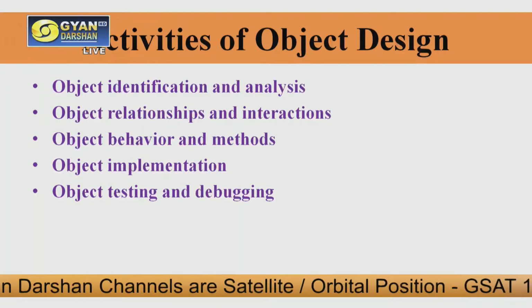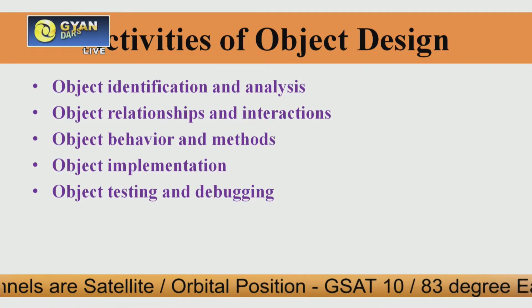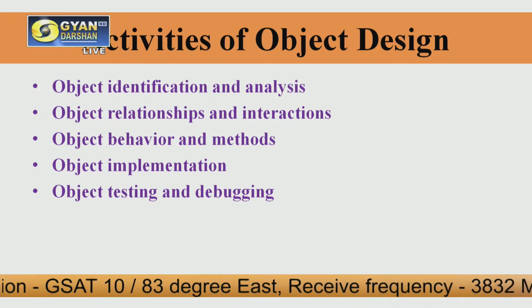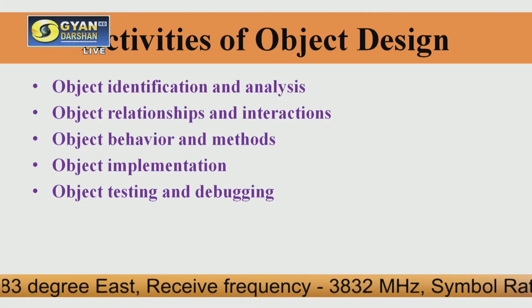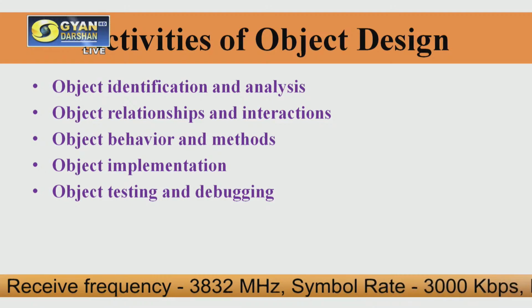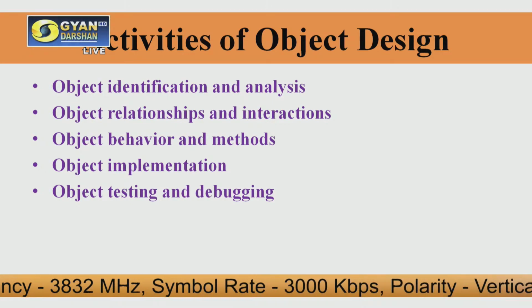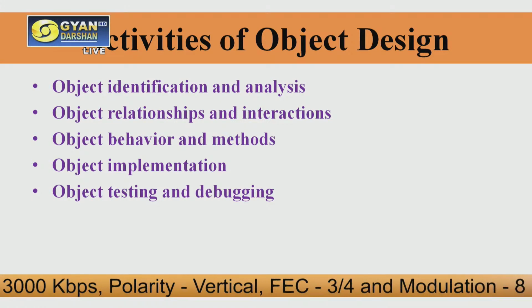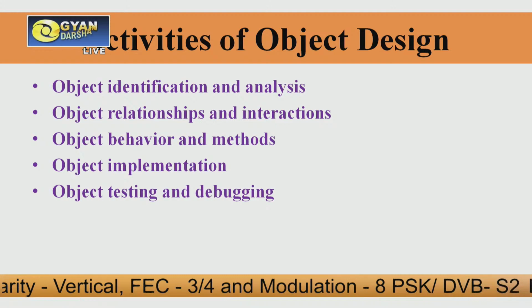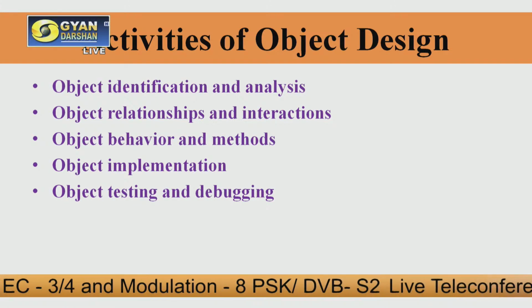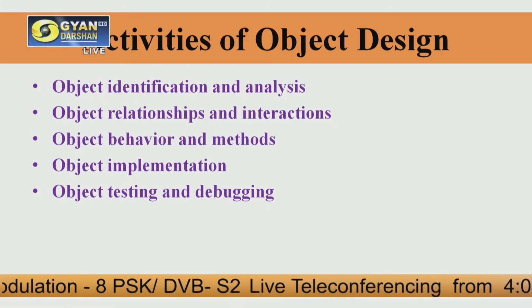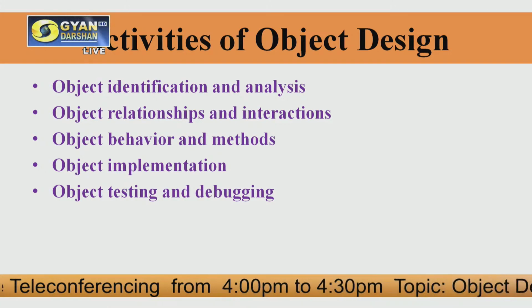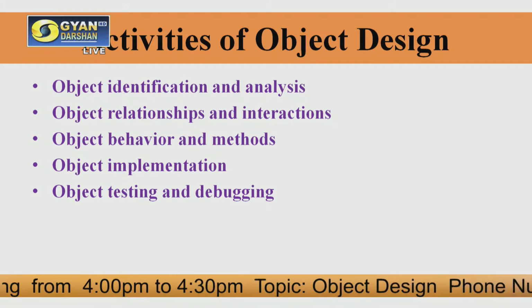Now, if we go for the activities of object design, object identification and analysis is the very first activity that we have to do. Then we have to establish relationships and interaction among the objects: how the objects communicate with each other, and what kind of messages objects pass to each other. Then next comes behavior and methods identification, and the algorithm which will be used for the implementation of those behaviors and methods, and then object testing and debugging.